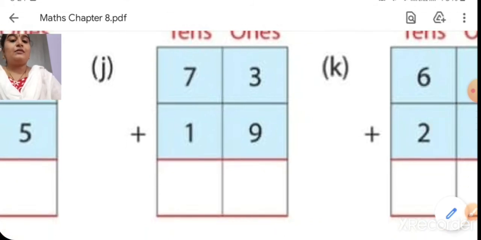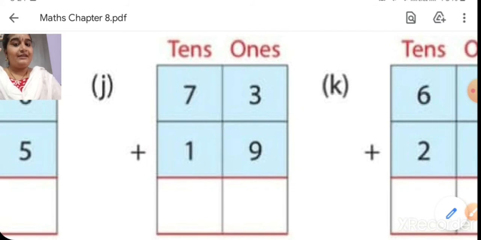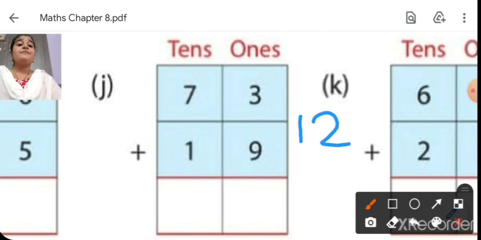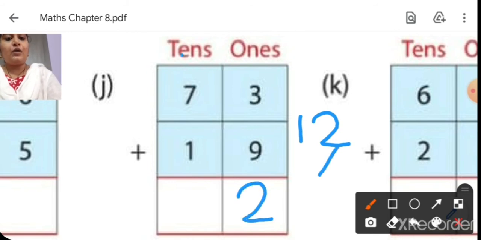73 plus 19. What is it? Okay. 3 in the mind, 9 in the finger. After 3, 4, 5, 6, 7, 8, 9, 10, 11, 12. So we will write 12 outside. Okay? After writing 12 outside, we will write the ones place 2 here and the 1 above.